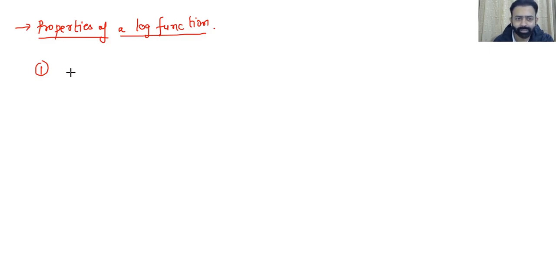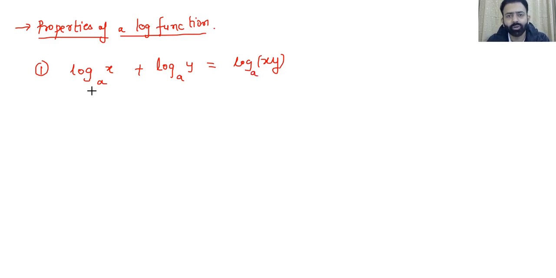So rewriting this as log of x with base a, you are adding log of y with the same base a. What you can do is first multiply x and y, then you take the log with the same base a. This is your property number one, that log x plus log y is equal to log of xy. Do not get confused, right?